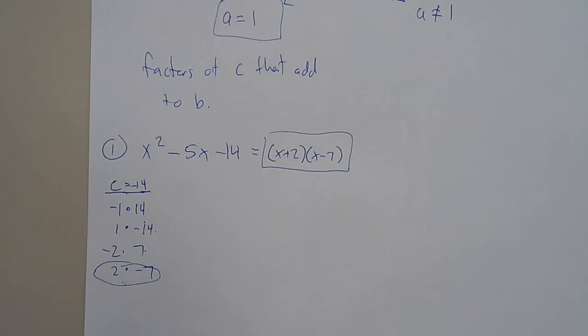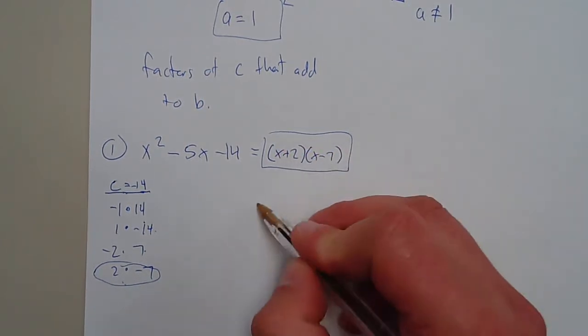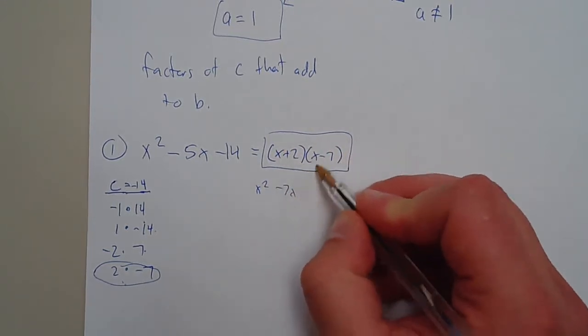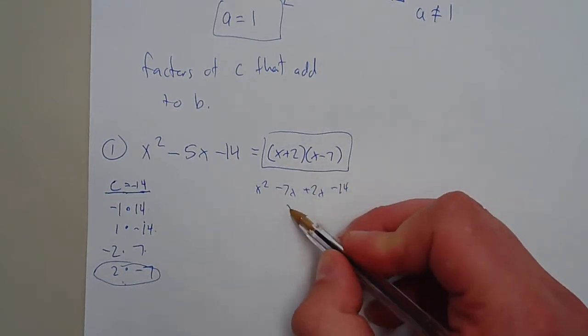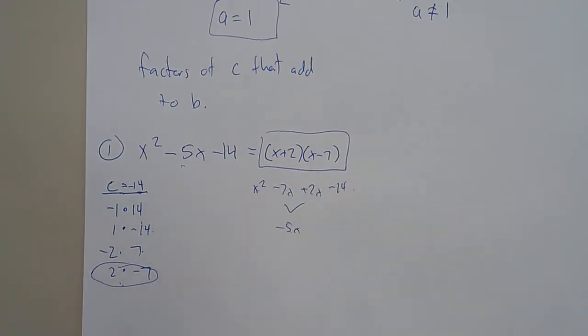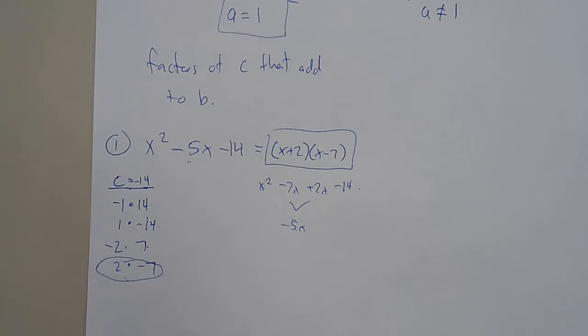Now if you ever want to check any of these, they're really easy to check. You just do your distributive property. So if we did x times x, that's x squared. That's going to be a minus 7x. That's going to be a plus 2x. And that's going to be a minus 14. And you can see, yep, those add to minus 5x. And that matches what we had. So this is what's called factored form. We're going to use this a ton when we get back from break.